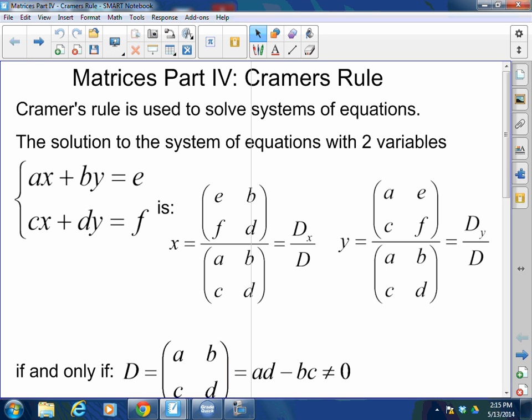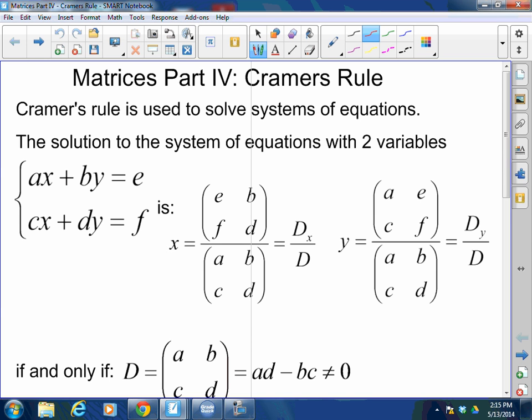Thank you. So, like I was saying, Cramer's rule is used to solve systems of equations. Okay? The solution to the system of equations with 2 variables, ax plus by equals e, and cx plus dy equals f, is the following.